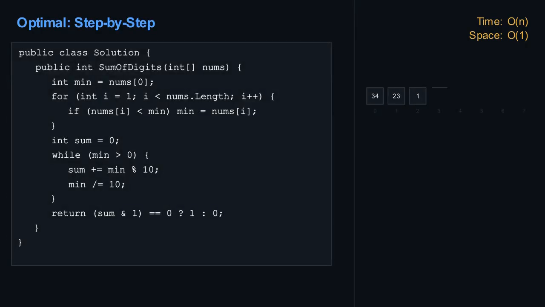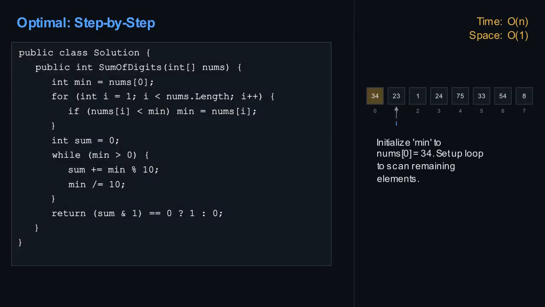Let's trace this with the example array: 34, 23, 1, 24, 75, 33, 54, 8. We initialize min to 34. Iterating through the array, min becomes 23, then 1, which is the smallest. Now min is 1. We initialize sum to 0. Our digit extraction loop starts. Min is 1, which is greater than 0.